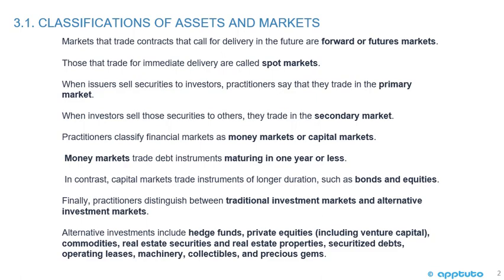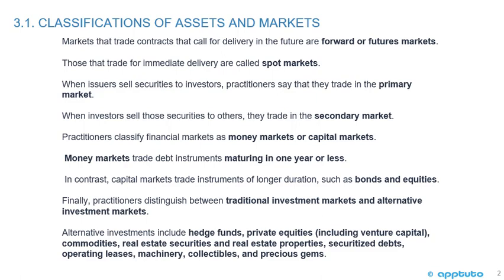Markets that trade contracts that call for delivery in the future are forward or futures markets. Those that trade for immediate delivery are called spot markets. When issuers sell securities to investors, practitioners say that they trade in the primary market. When investors sell those securities to others, they trade in the secondary market. So be familiar with the difference between the primary market, like an IPO, initial public offering, when the security is sold to the investor, and then they trade on the stock market, which is the secondary market, okay?